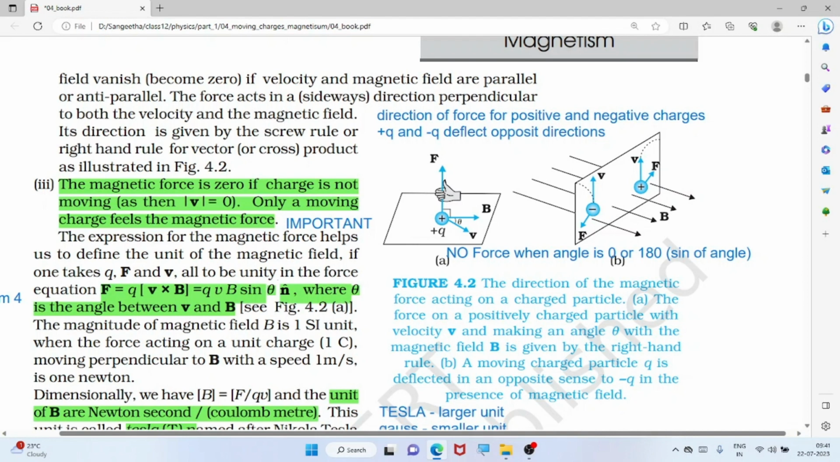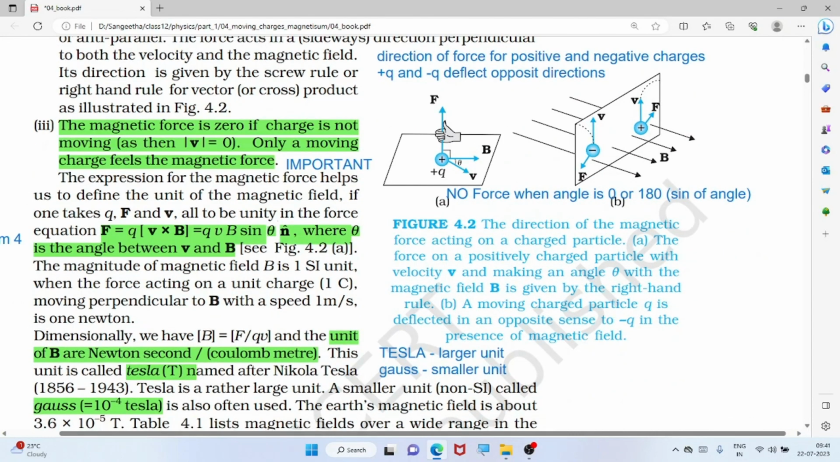The magnetic force is 0 if the charge is not moving. Only moving charges create the magnetic field. See, the force due to the magnetic field is q into v cross B. It is the cross product of the velocity and the magnetic field, qvB sin theta. When theta equals 0, this force will be 0. There is no force. Similarly, when theta equals 180 also, the force will be 0. Theta is the angle between them. So there is no force when theta is 0 or 180.